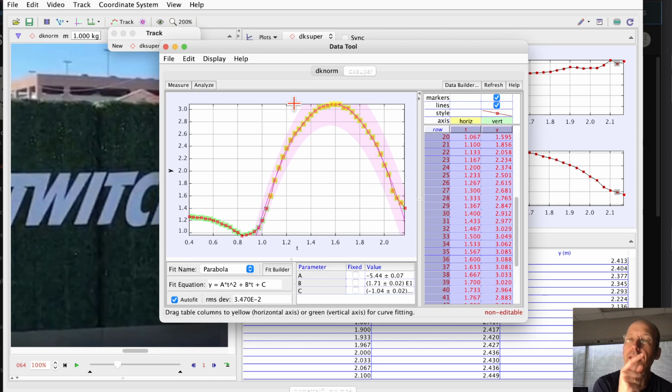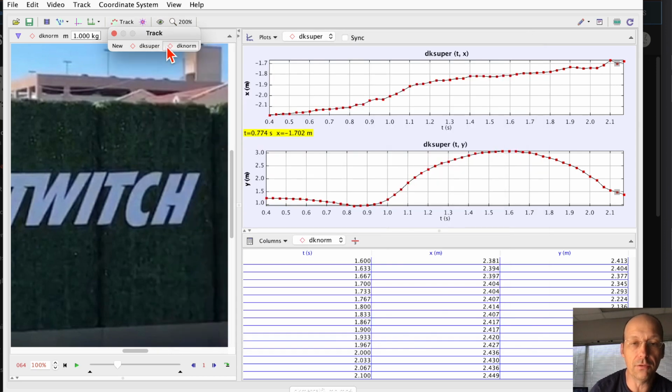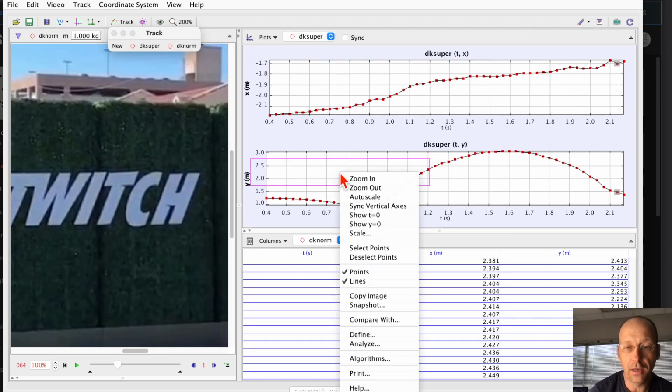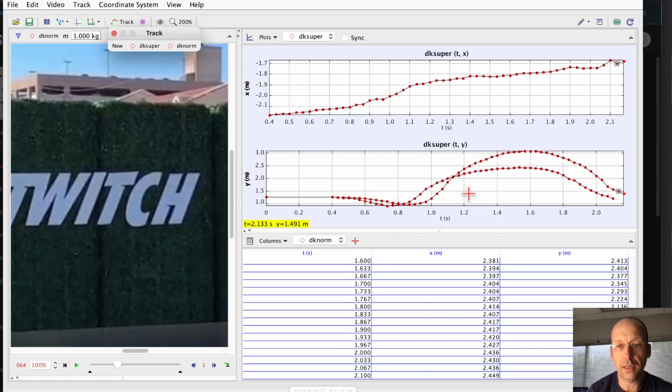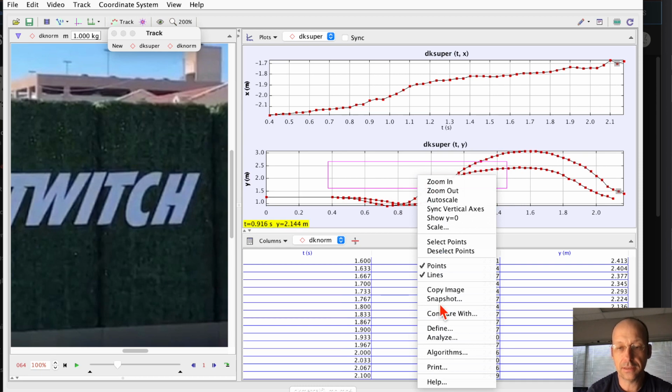So why are they different? That's the thing that's really bothering me, is that they both take about the same amount of time. So let's do a comparison. I want to compare with normal. Okay. Now let's analyze this.